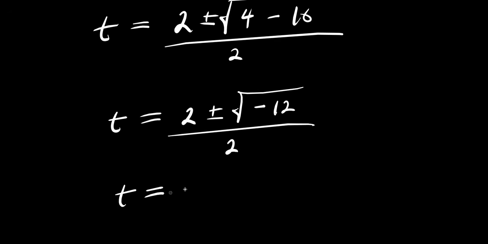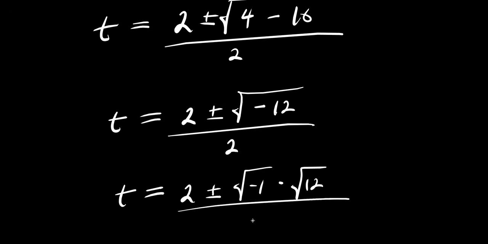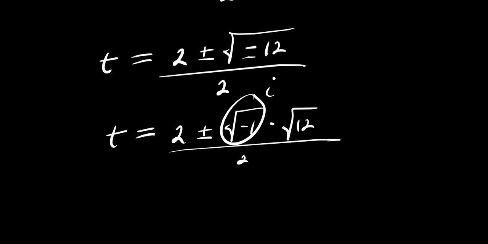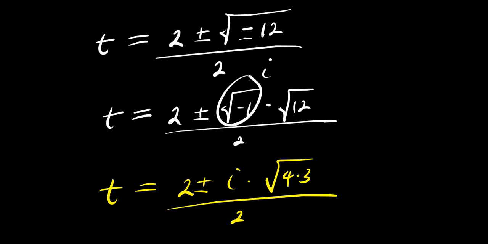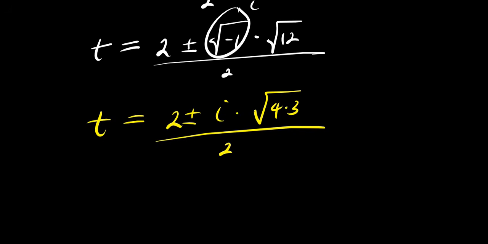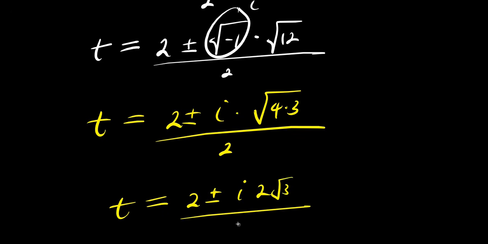So from here, I have t equals 2 plus or minus square root of -1 times square root of 12, divided by 2, because of this negative. And this is i, that is the imaginary number i. So I can easily have t equals 2 plus or minus i times square root of 12. I can express it as 4 times 3, divided by 2. And from here, t equals 2 plus or minus i times 2 root 3, divided by 2. 2 cancels 2. So this is 1 plus or minus i root 3.